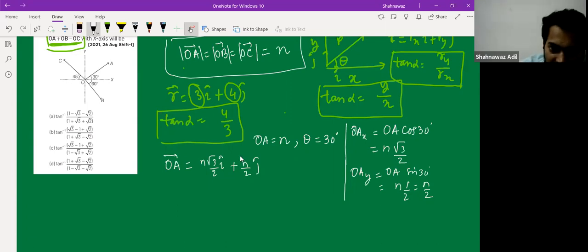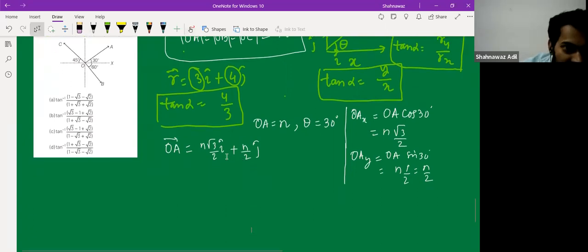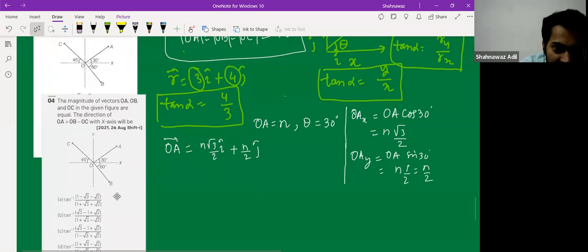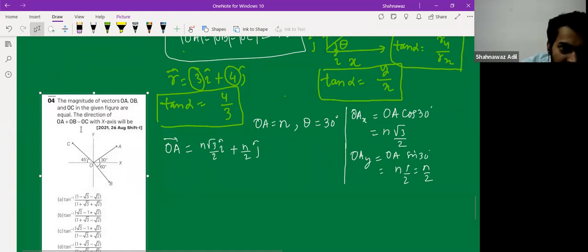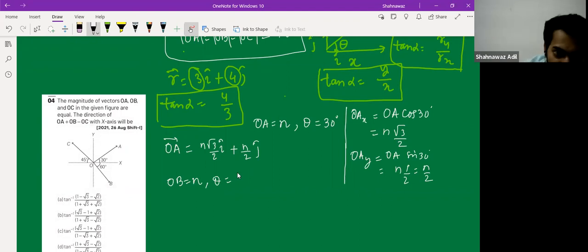Yes, sir. And now we will calculate what? Now we will calculate OB. So for OB, your magnitude is n, and your theta is what? 60 degree. Okay. So we will calculate the OB x component. What will be the x component of OB? OB cos 60.